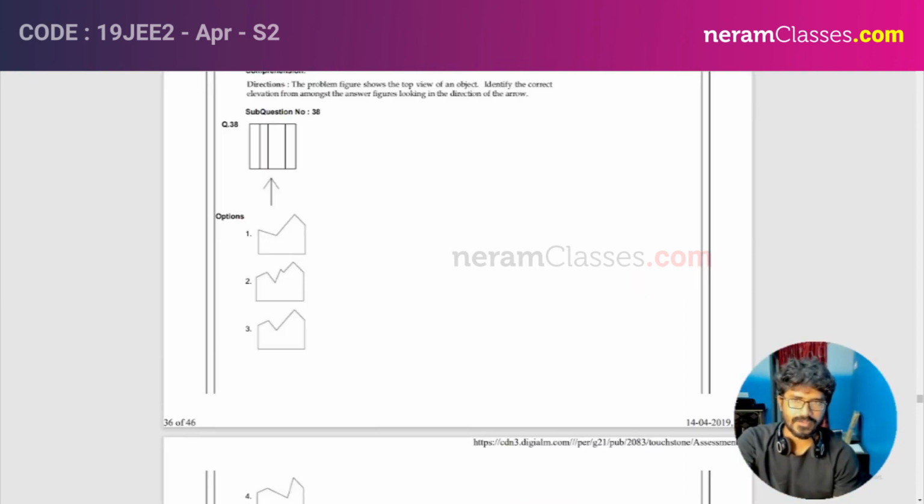Question number 38 is, we need to find out the correct elevation for this plan figure which is given here. So we'll try to filter out the options here. Option 1 is wrong because we have 2 edges here, but we only have 1 here, so it might be a wrong answer.